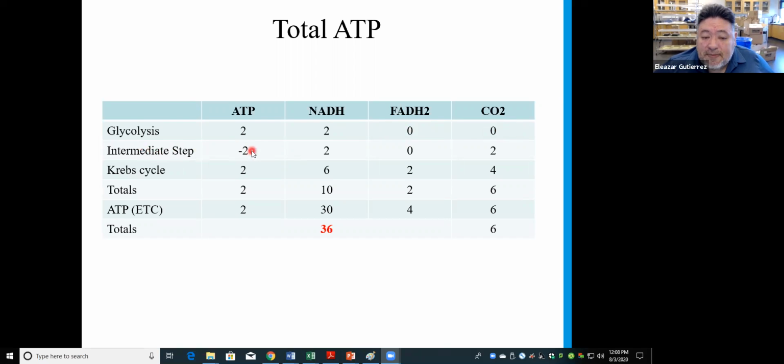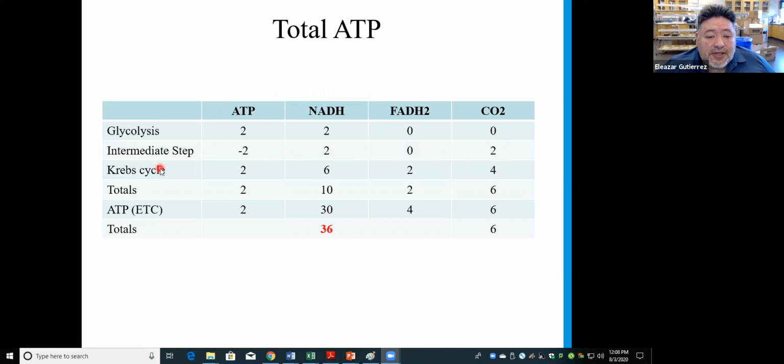Well, here's the 2 ATPs that nobody accounts for. Remember, we need 1 ATP per pyruvate to traverse 2 mitochondrial membranes. And we have 2 pyruvates per sugar, so that's -2 ATP. Now, how many NADH do we make? We make 2. How much FADH do we make? None. How much CO2 gets released? 2. Leaving an acetyl group behind.